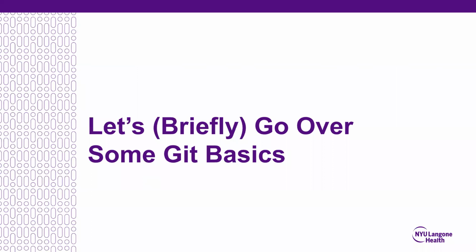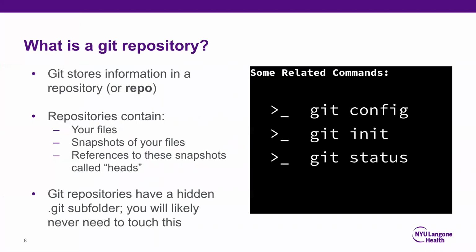All right, so let's briefly go over some Git basics. First, I'm going to start with what is a Git repository. Git stores information in a repository. Sometimes this is shortened to repo. You'll hear that a lot. That repository contains your files, snapshots of your files, and references to those snapshots called heads.